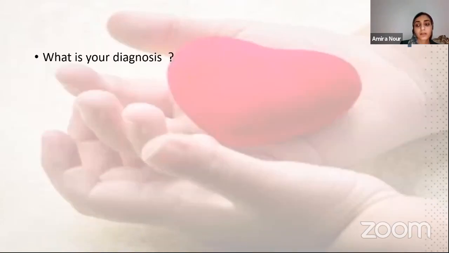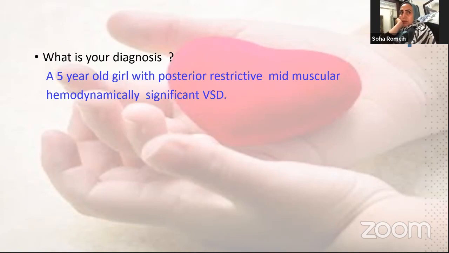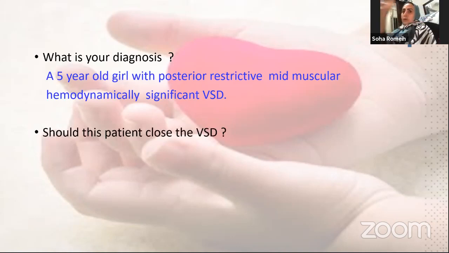So I think, Amira, now we kind of diagnosed that we have a patient with a mid-muscular VSD that is hemodynamically significant and the pulmonary artery pressure is not that high. Yes. So now we have a diagnosis. Does the diagnosis indicate closure? So if the diagnosis is VSD, should we close any patient with VSD?